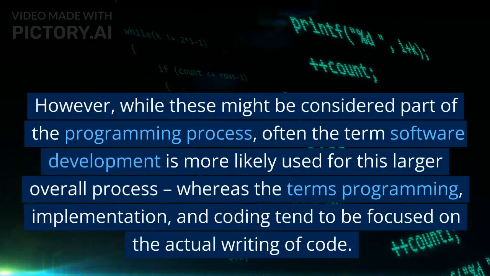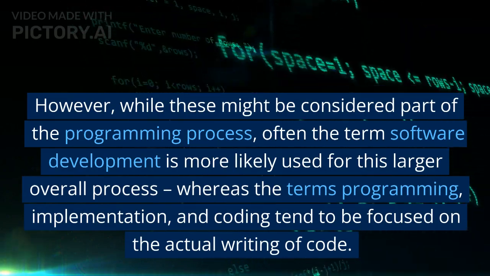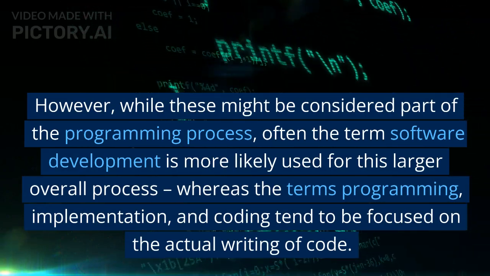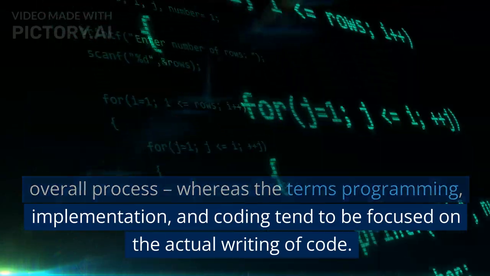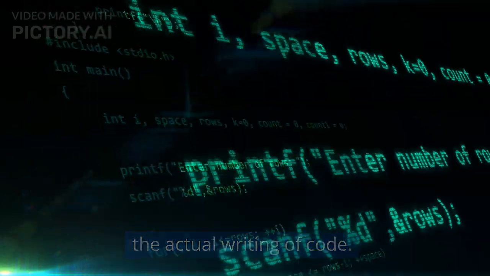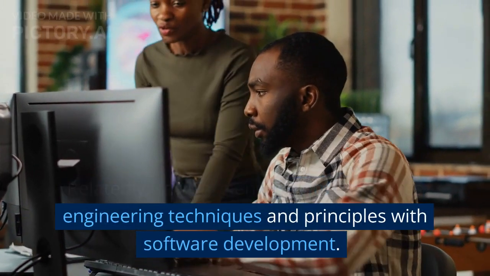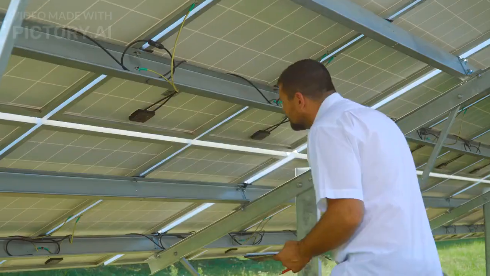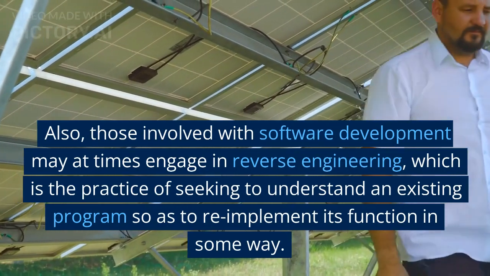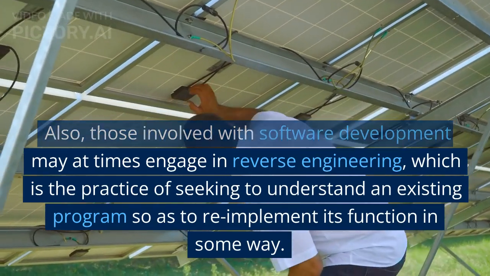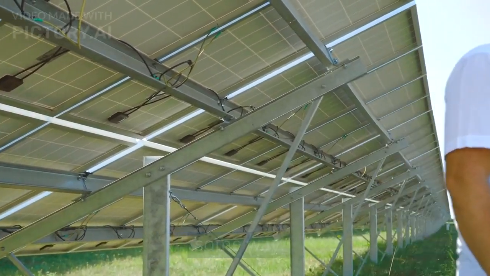However, while these might be considered part of the programming process, often the term software development is more likely used for this larger overall process, whereas the terms programming, implementation, and coding tend to be focused on the actual writing of code. Relatedly, software engineering combines engineering techniques and principles with software development. Also, those involved with software development may at times engage in reverse engineering, which is the practice of seeking to understand an existing program so as to re-implement its function in some way.